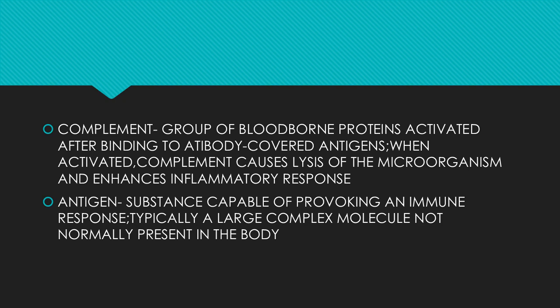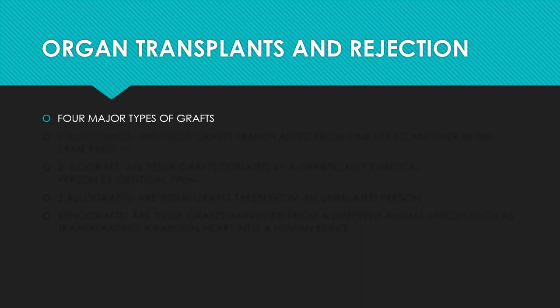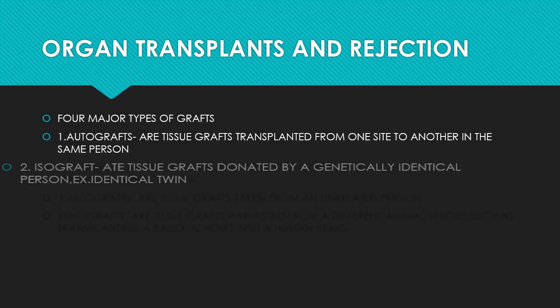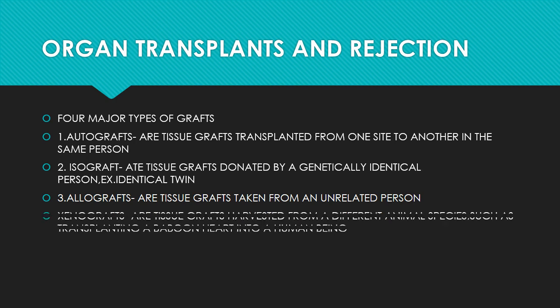For the antigen, a substance capable of provoking an immune response, typically a large complex molecule not normally present in the body. Organ transplants and rejection. 4 major types of grafts. We have autografts, isografts, allografts, and xenografts. Autografts are tissue grafts transplanted from one site to another in the same person. Isografts are tissue grafts donated by a genetically identical person, like an identical twin. Allografts are tissue grafts taken from an unrelated person. Xenografts are tissue grafts harvested from a different animal species, such as transplanting a baboon heart into a human.